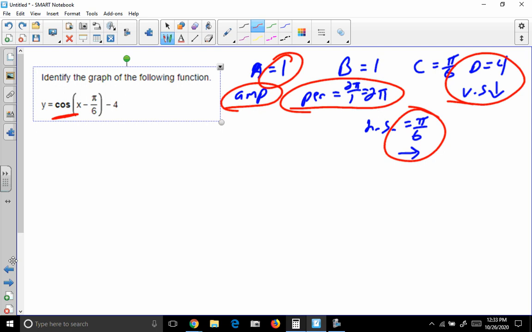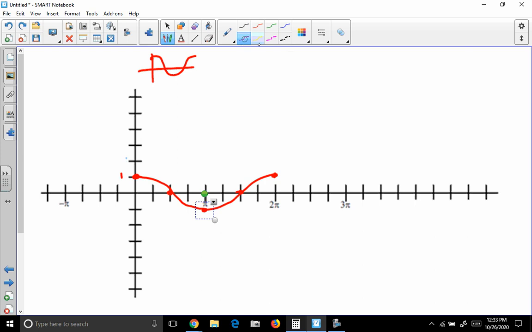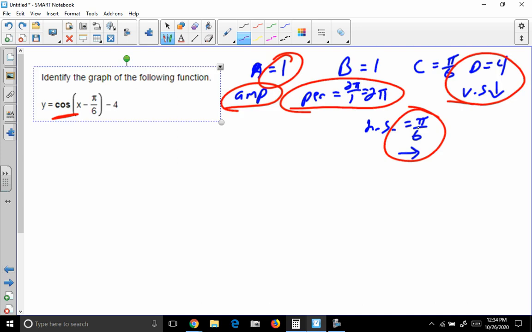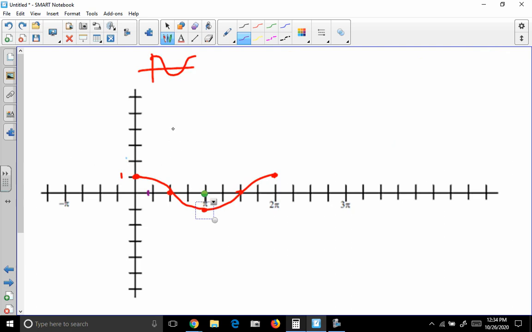Now our vertical shift is down 4, our horizontal shift is to the right, pi over 6. So if this is pi, this would be pi over 2, this would be pi over 4, so pi over 6 would be about this far. So we're going to move each point to the right, not quite a full box, and then we're going to move each down 4. So I'm going to take the first point, move it to the right, not quite a full unit, and then down 1, 2, 3, 4.